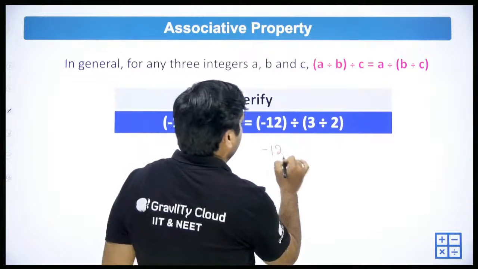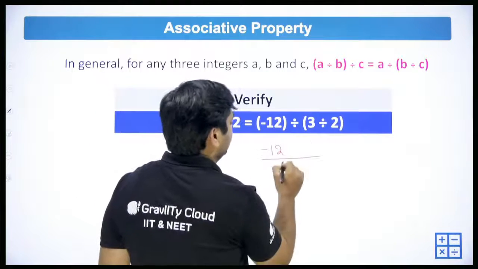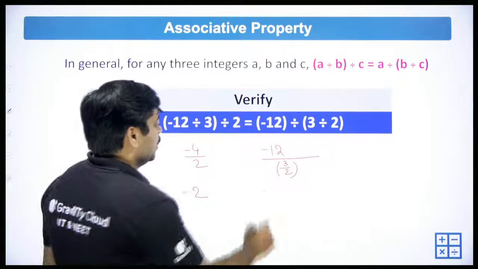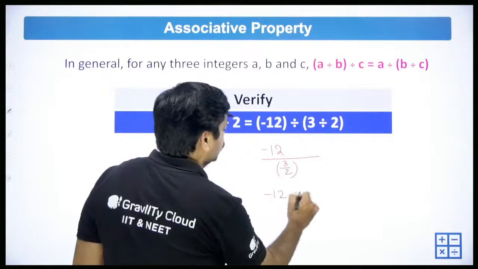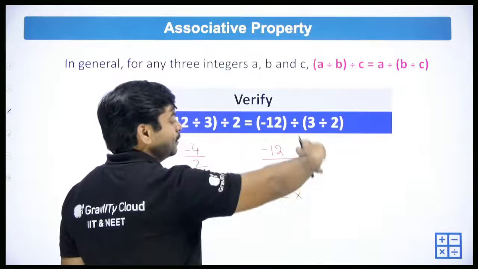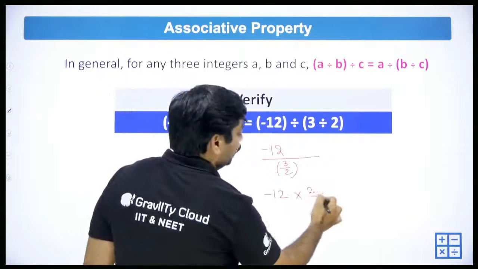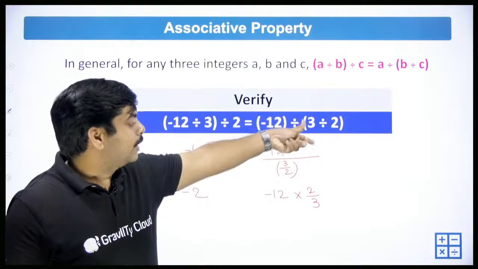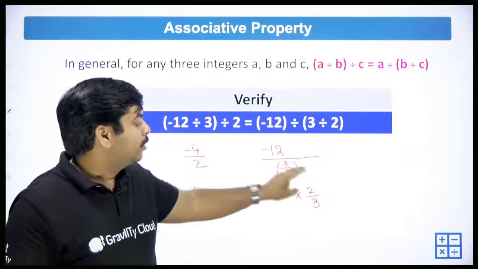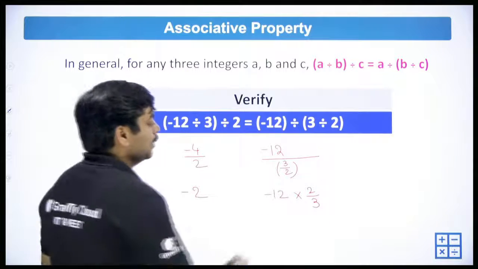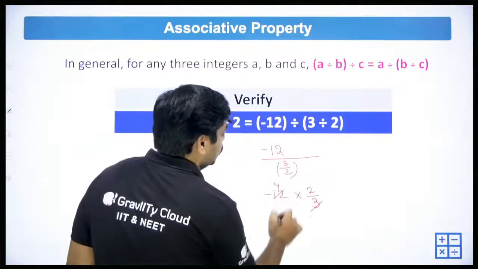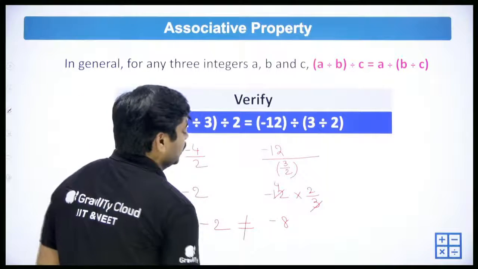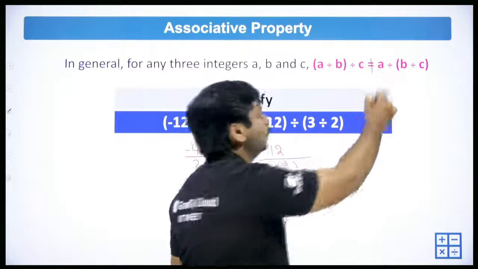Minus 12 divided by 3 by 2. So what can we conclude? This is equal to minus 12 into 3 by 2, which becomes the reciprocal. I told you many times, if we have a fraction in the denominator, we need to reciprocate. 2 will come to the numerator, 3 will go to the denominator. So 3 ones are 3, 3 sixes, 3 fours. So this is minus 8. Minus 2 and minus 8, we can see clearly that these two are not equal.